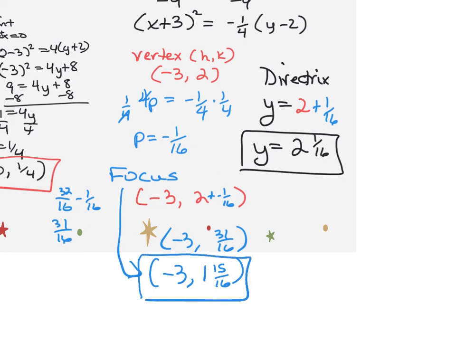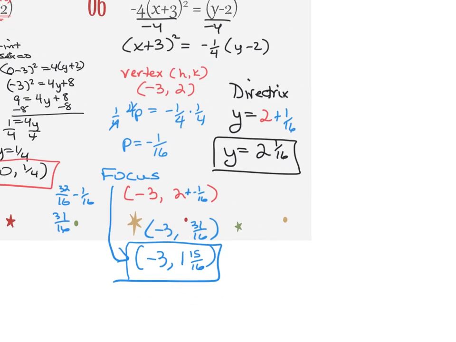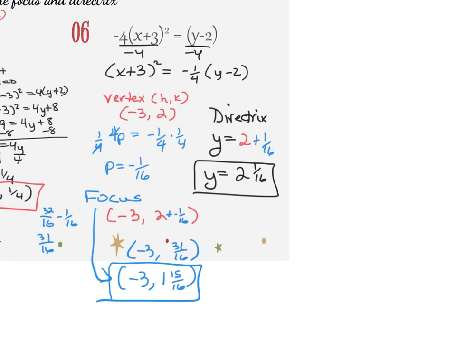Now let's go ahead and put these on the graph. Because it's an x squared, again, it's still a U. So let me find my y-intercept first. For the y-intercept, again, we plug in x equals 0. So -4 times 0 plus 3 squared equals y minus 2.